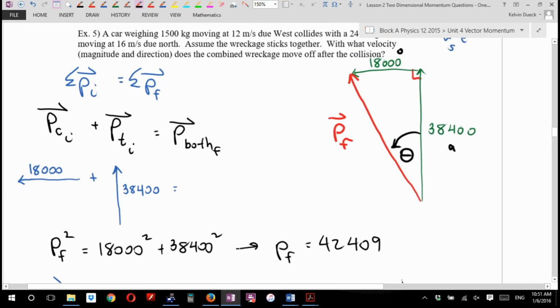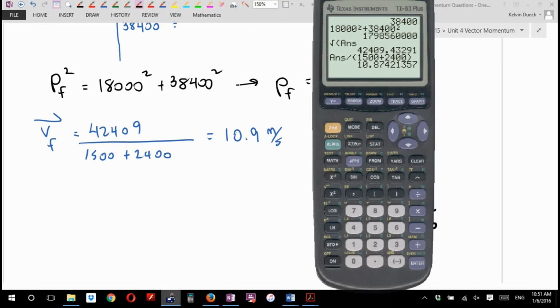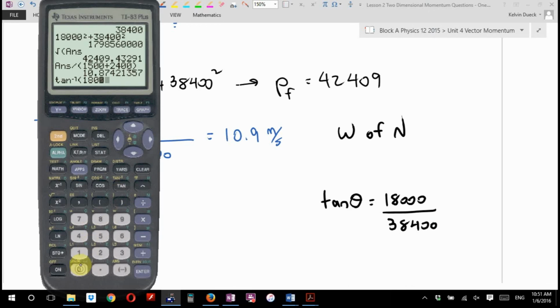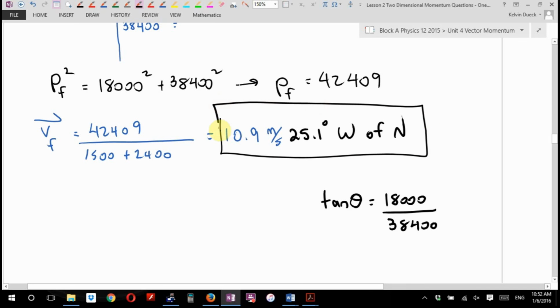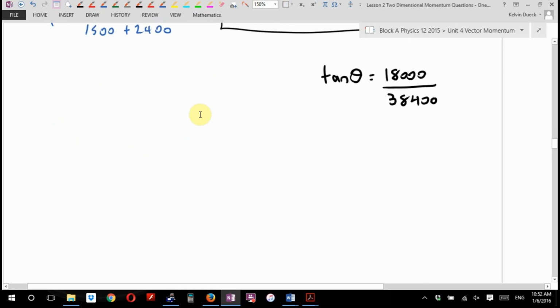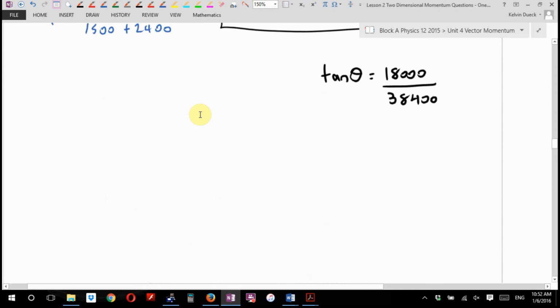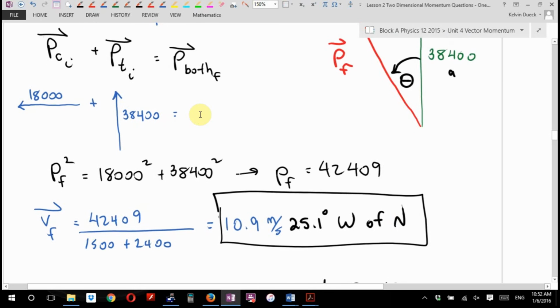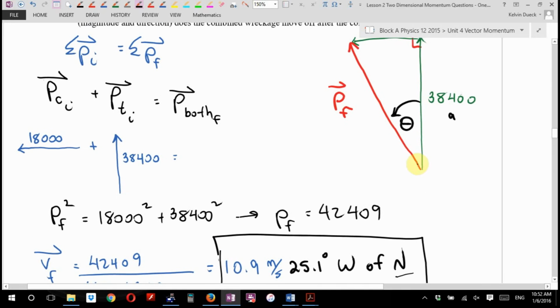Tan theta equals 18,000 over 38,400. That gives 25.1 degrees. So the of part, the second part, is always going to be either the vertical or the horizontal line that it touches. So it's going to be go north, go west of north to get to there. That's how it works.